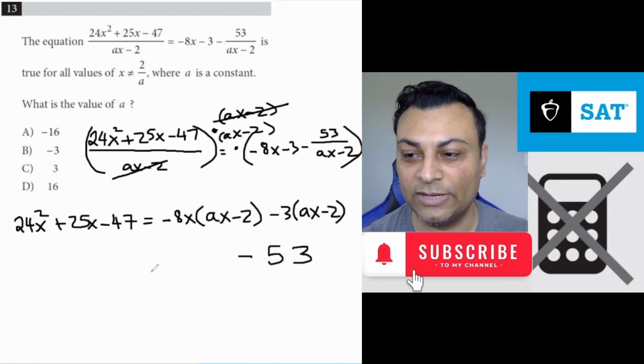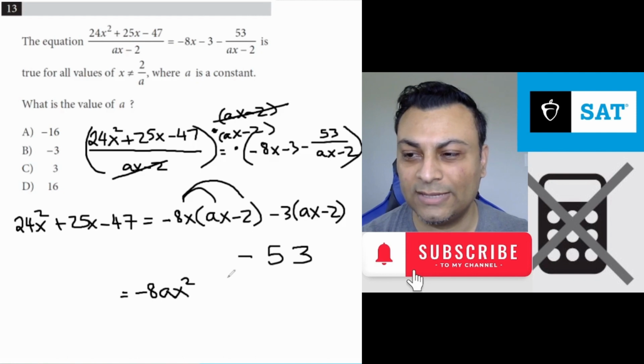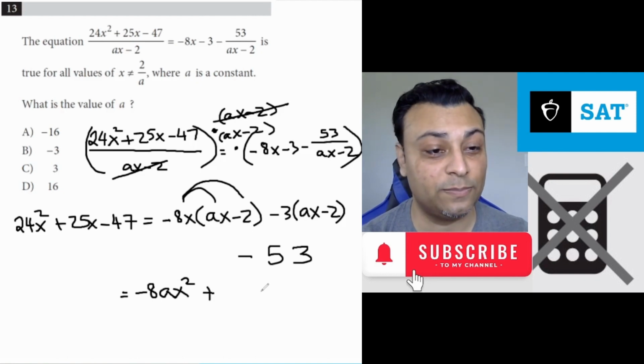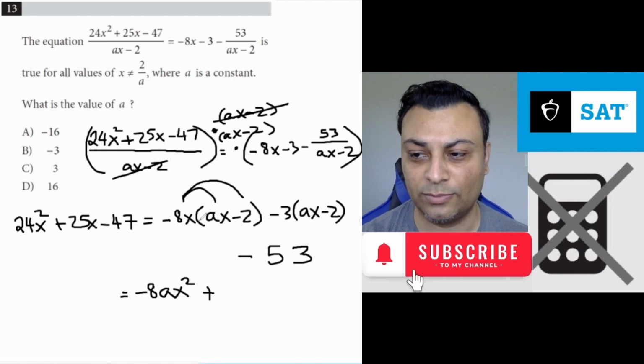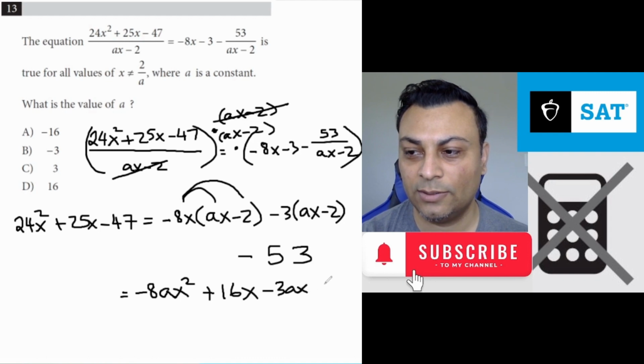Okay, let's just work on the right side. You can distribute. You have negative 8ax squared. And if you keep going, you notice there's no other x squared term. All these extra steps are unnecessary to get the answer, but I'll just do it to show you the math. Plus 16x minus 3ax plus 6, and then minus 53. And if you keep going, that's where they get the negative 47.